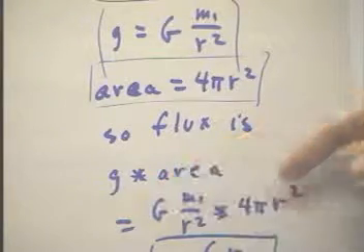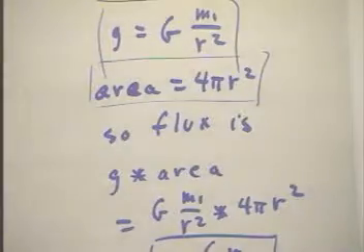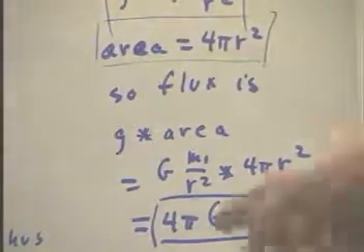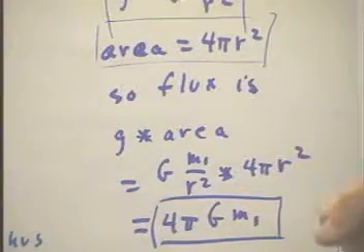Well, what do we get when we multiply this out? The r squared in the denominator multiplies the r squared in the numerator, so the r squareds go away, and we end up with 4 pi G m1. That's exactly what we should get from the flux picture.